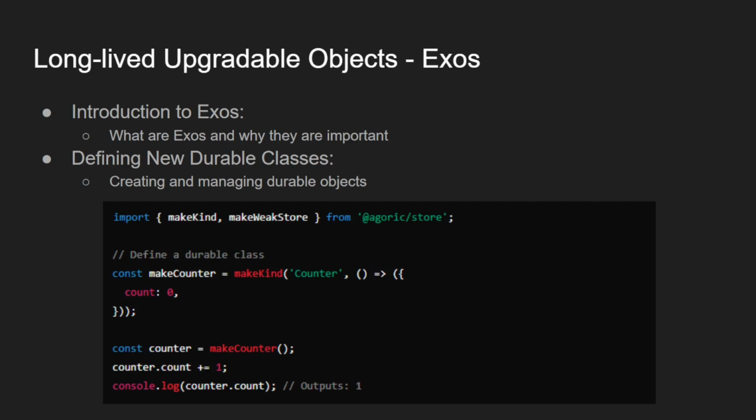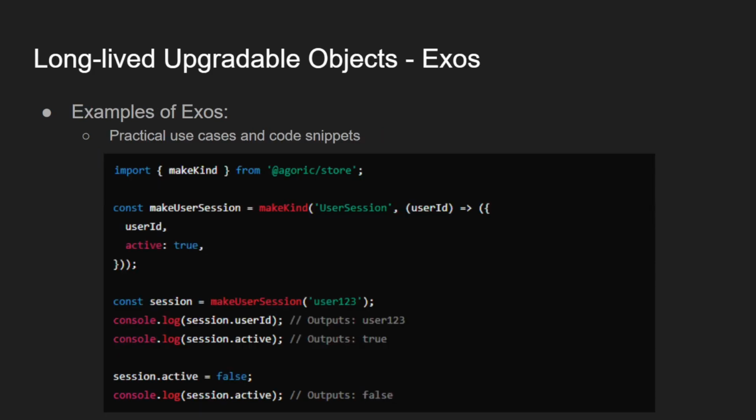In this example, we define a new durable class counter using makeKind. This function creates a new kind of durable object, and the initial state is specified in the function provided. Here, we initialize the count to 0 and then increment it.